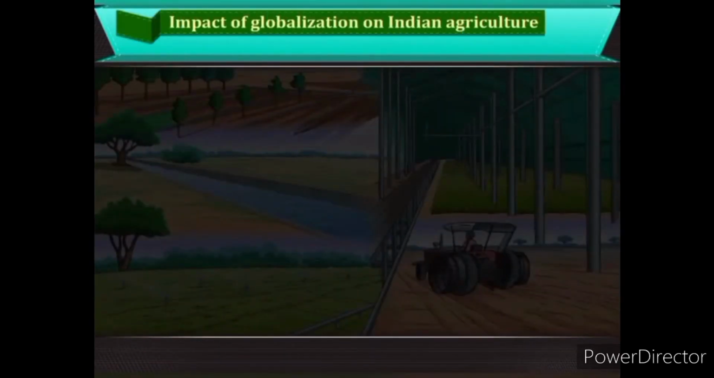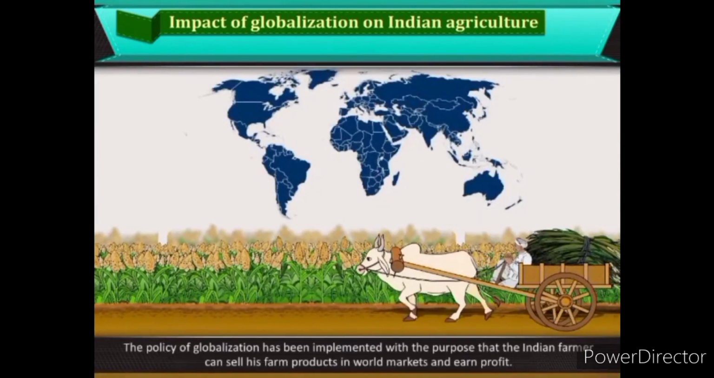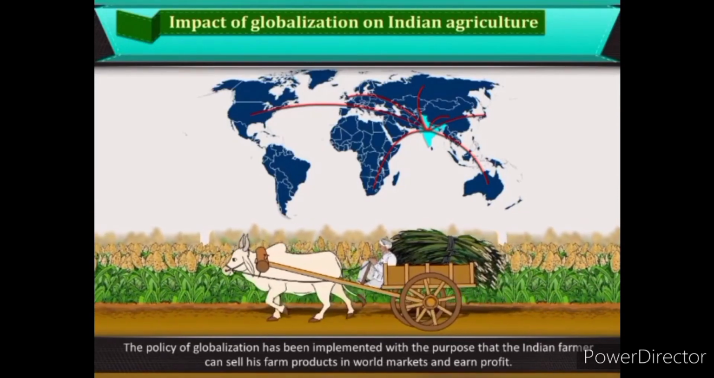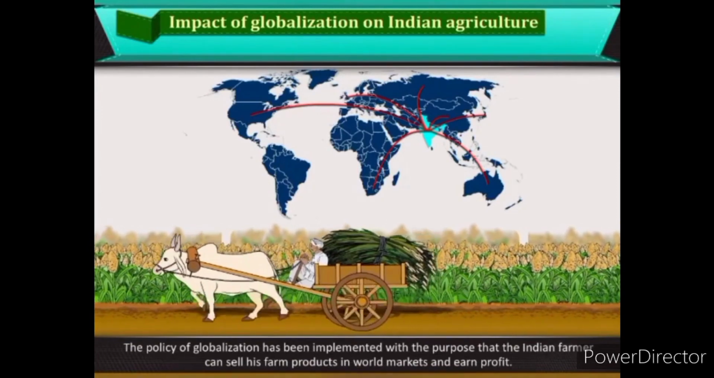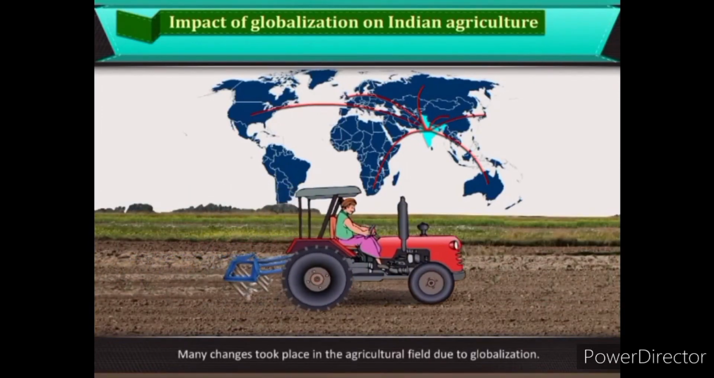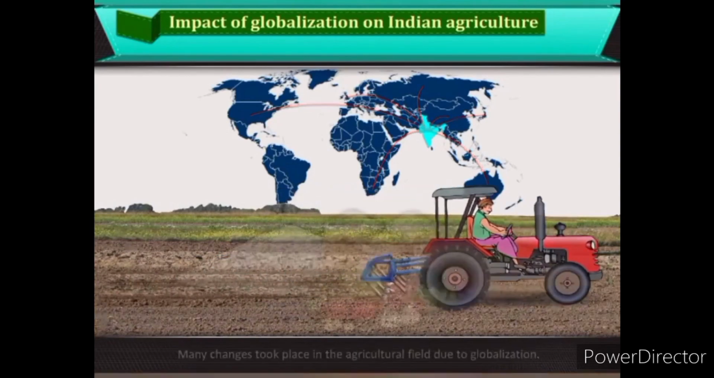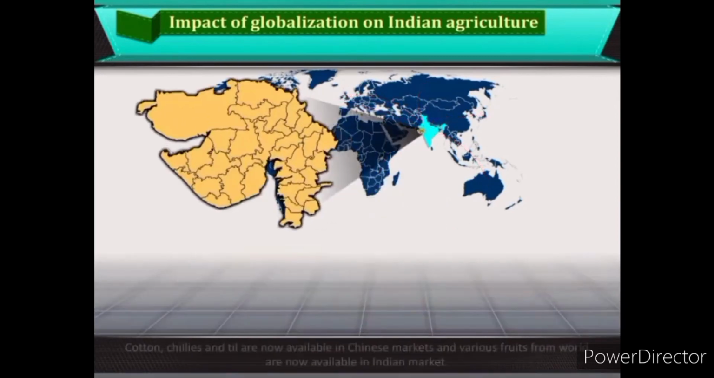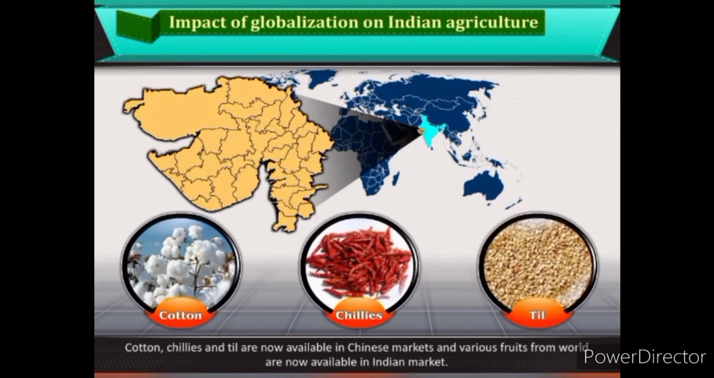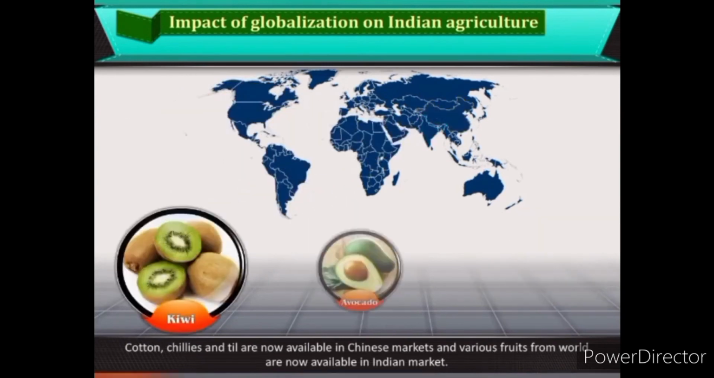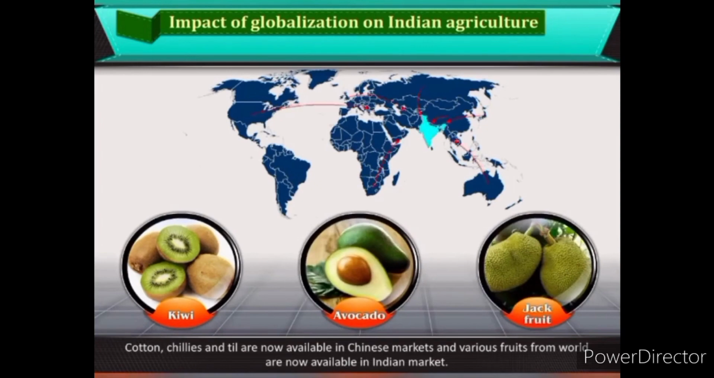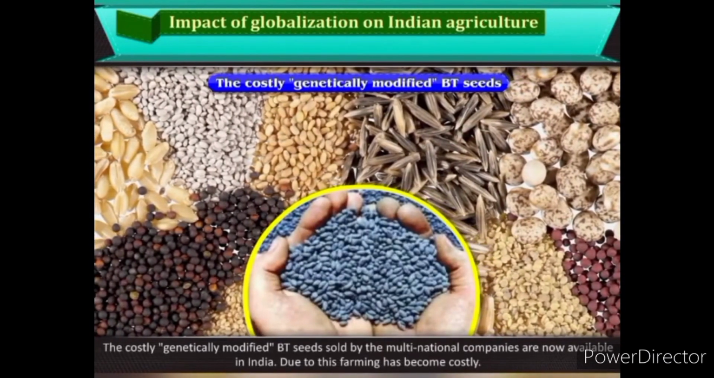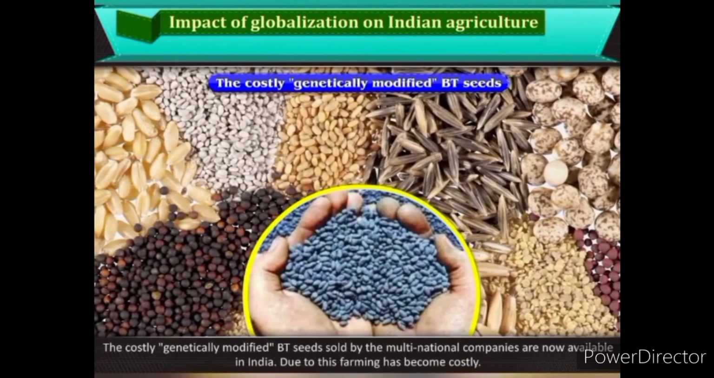Impact of globalization on Indian agriculture. The policy of globalization has been implemented with the purpose that the Indian farmer can sell his farm products in world markets and earn profit. Many changes took place in the agricultural field due to globalization. The process to export or import crop productions is made very simple. Cotton, chilies, and til are now available in Chinese markets, and various fruits from around the world are now available in the Indian market. The costly genetically modified BT seeds sold by multinational companies are now available in India.